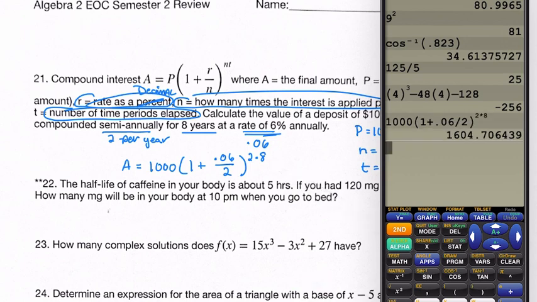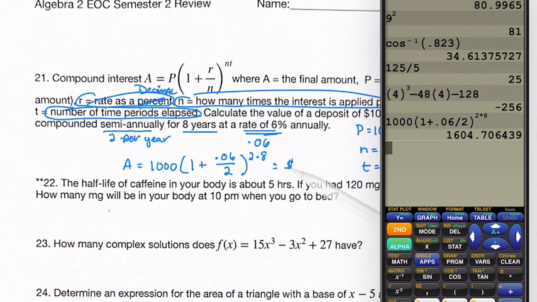And I go, okay, well this equals 1,000, this is in dollars, $604, and we'd go to hundredths here, 71 cents. And that would be our answer to 21.